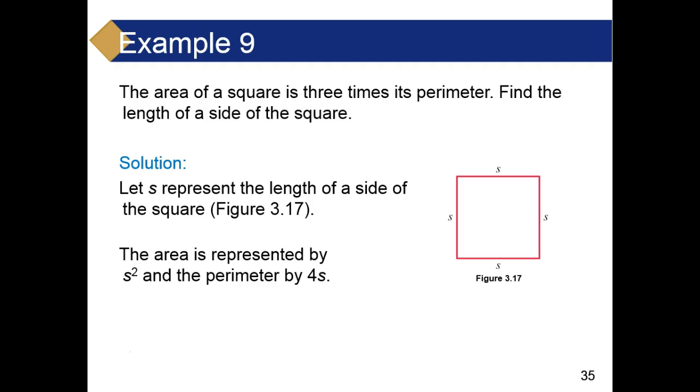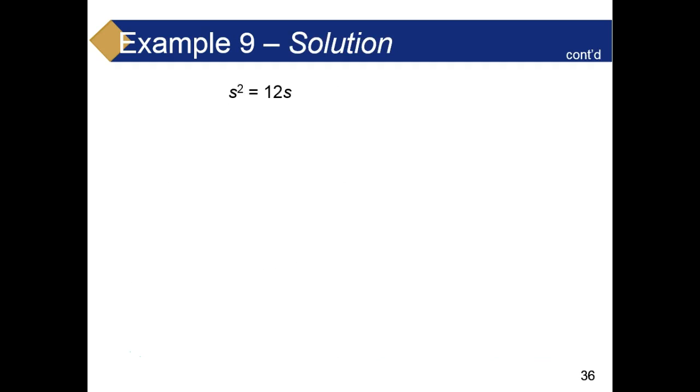And then the sentence says the area, S squared, is equal to 3 times the perimeter, 3 times 4S. So there's your equation. Just a direct translation of English to algebra. You know algebra, you know English. Translate, okay? Now we solve that.